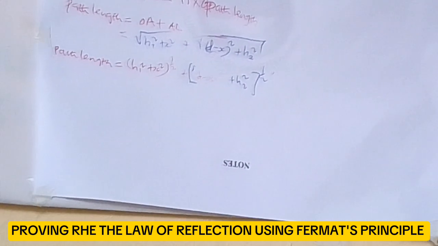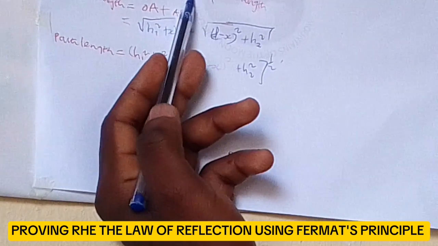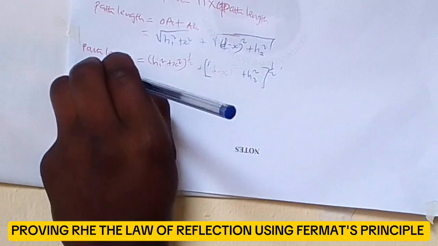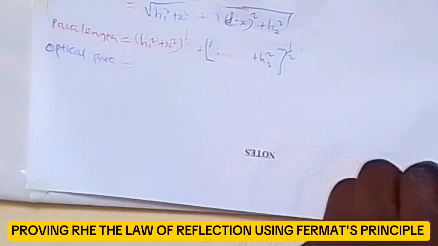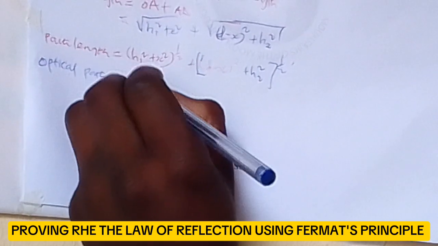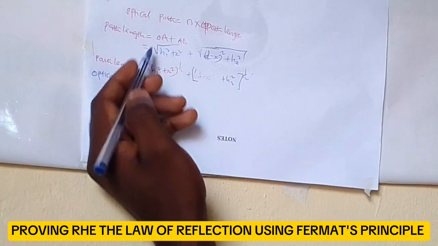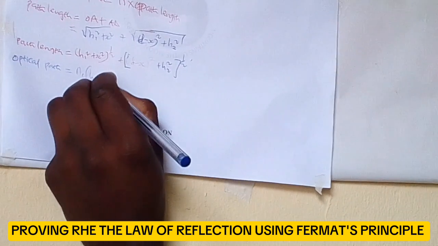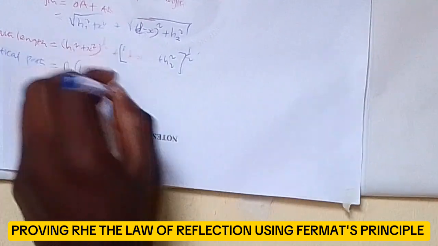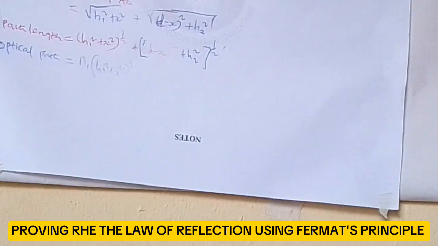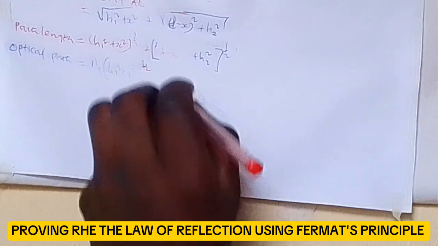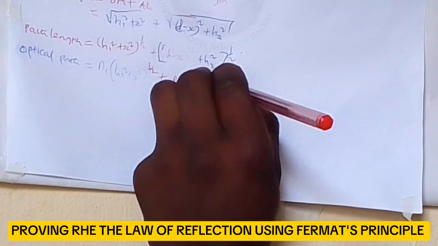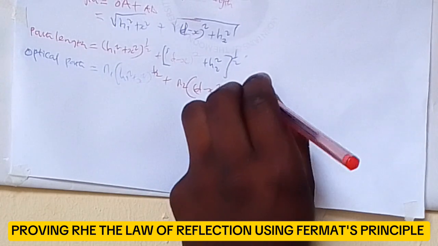So we said that the optical path is given by refractive index times the path length. So the optical path will be refractive index n1 times the path length from O to A. So we shall get n1 times OA, where OA is h1 squared plus x squared to the power half, then plus n2 times d minus x squared plus h2 squared to the power half.